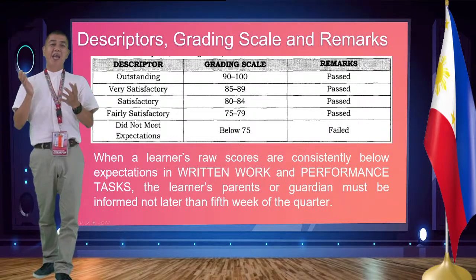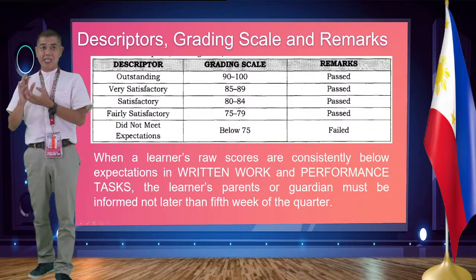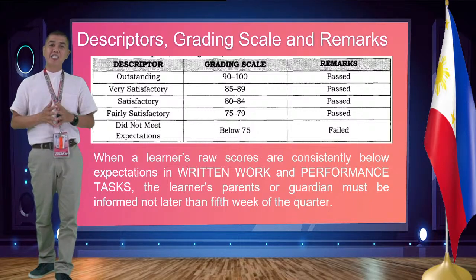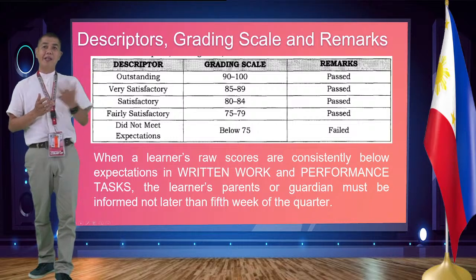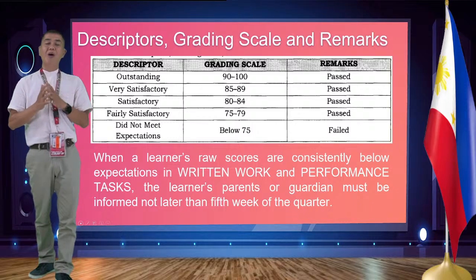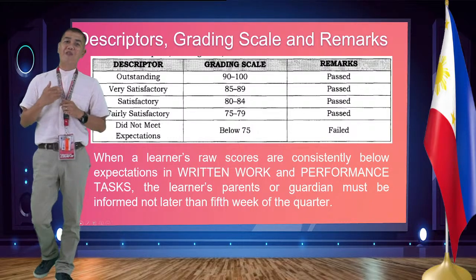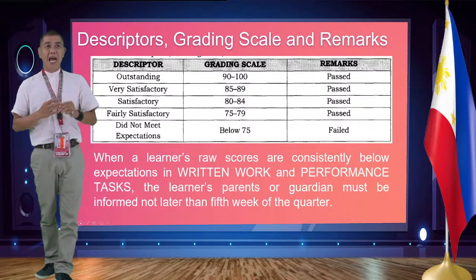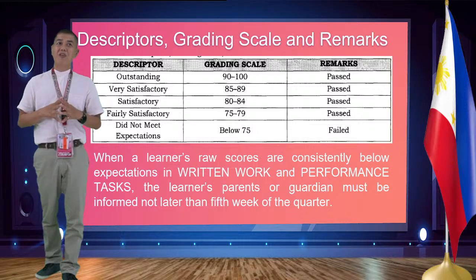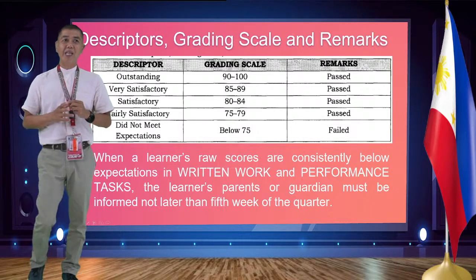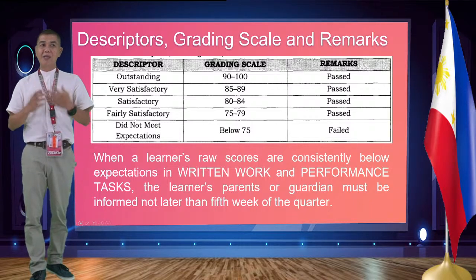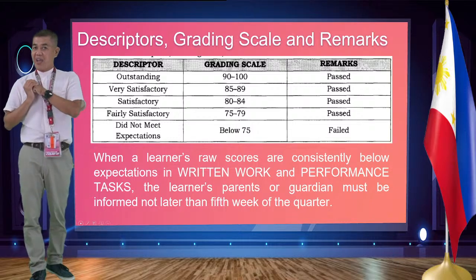If you observe, the general average has its descriptors. Now, the purpose of the general average, my dear teachers, is not to determine the promotion and the retention of our learners, but to determine the level of performance of our learners. So we have the descriptors. Outstanding, 90 to 100. Very satisfactory, 85 to 89. Satisfactory is 80 to 84. Fairly satisfactory, 75 to 79. And below 75, did not meet expectations.